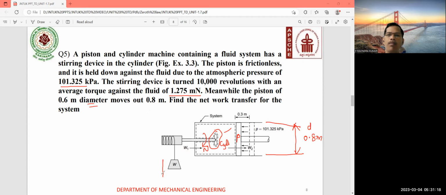So when this weight rises up and down, what is going to happen with this particular pulley? This is going to make some revolution. And once the stirring action is occurring here, then there will be a change in the fluid properties. So how are you going to calculate for this particular thing? So first thing is the work done by the stirring device.